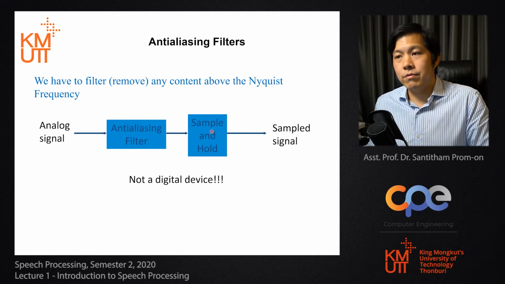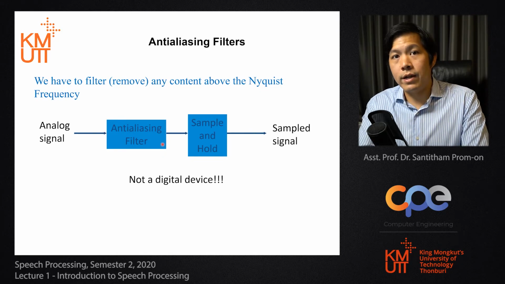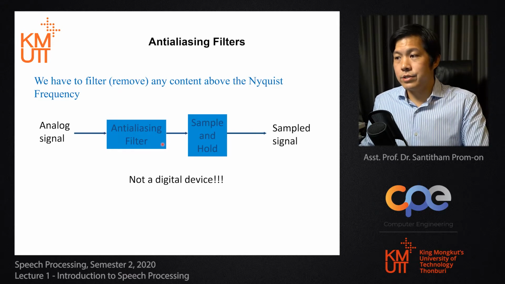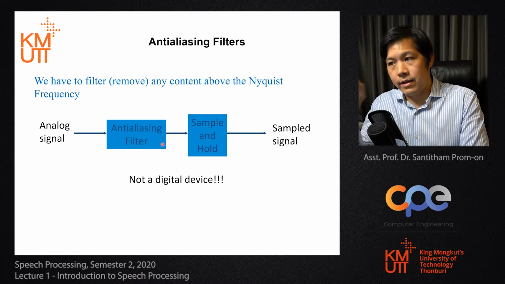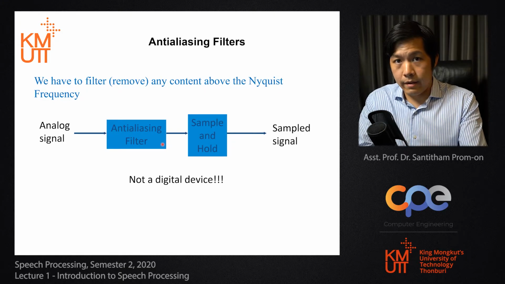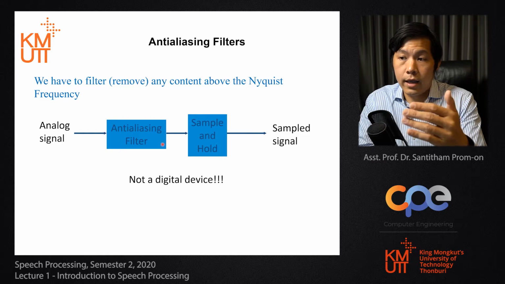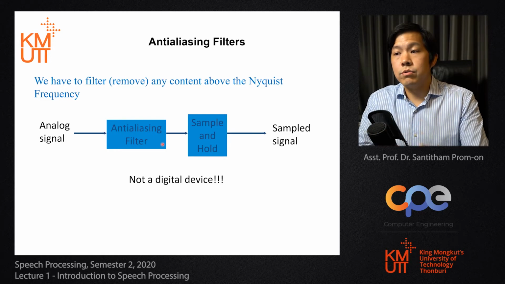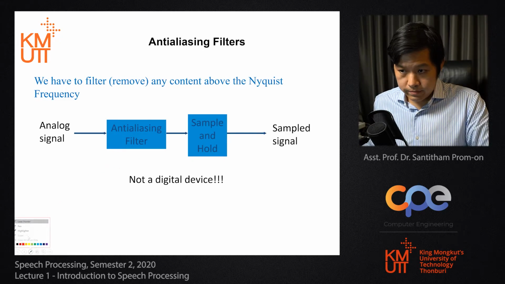before sample and hold. This anti-aliasing filter is usually not a digital device. It is an analog device built into the amplifier, built into the A to D, before the A to D. So it's there, right? That takes care of the aliasing effect that may occur when you're recording at a certain sampling frequency. So what it does is it creates a type of low pass filter.